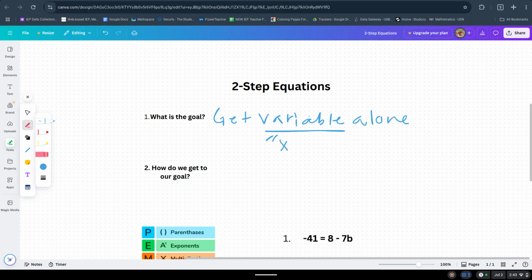Sometimes we're able to solve for the variable, sometimes it's just a placeholder that we can put numbers in. In this situation, it is a number that we're trying to figure out, a letter whose value we're trying to find. But it can be any letter. A, Y, just whatever. Get the variable alone to solve its value.